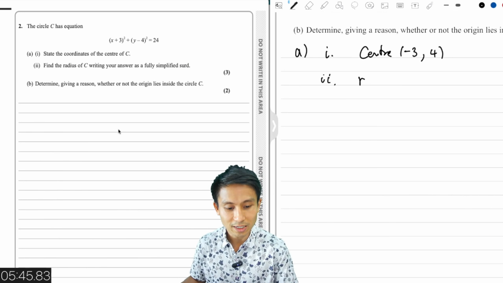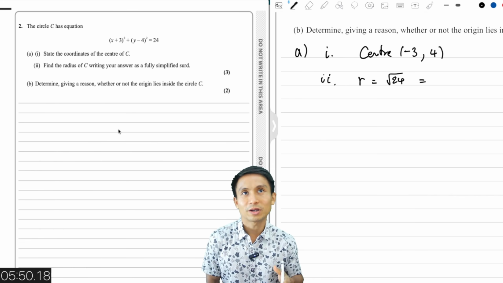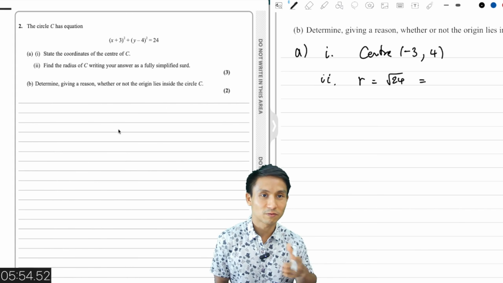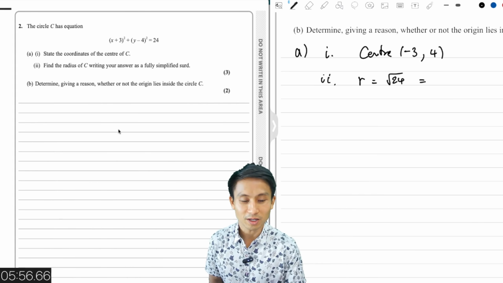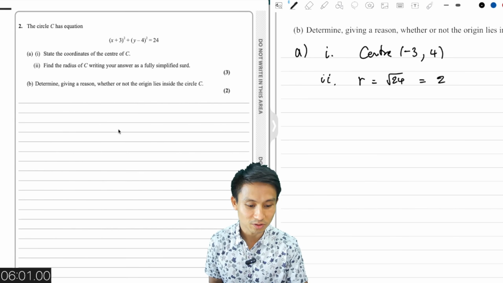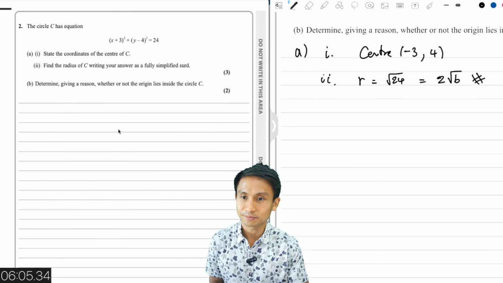And B, find the radius of R, writing your answer in a fully simplified surd. Okay, so radius is root 24. Well, because 24 is, we can write it as a square number times something else. So 4 times 6, right? And 4, you can take the square root of 4 out of the surd, so it's going to be 2 root 6. Yeah, and that should be the answer there.